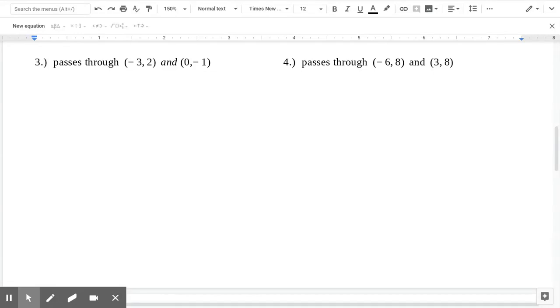In this video, we will look at two examples of how to find the equation of a line when given only 2 points and nothing else. So when we look at example 3, we see that whatever line that we are working with, it goes to the points (-3, 2) and (0, -1).